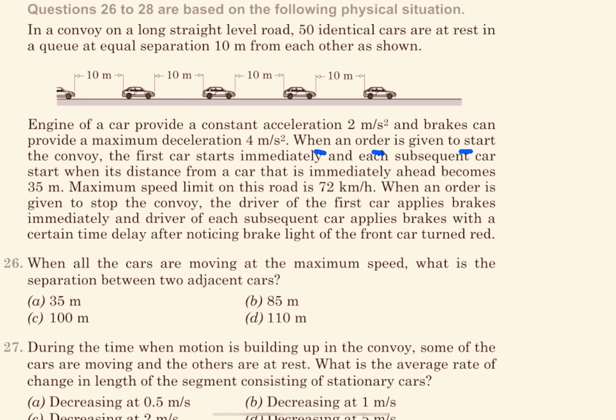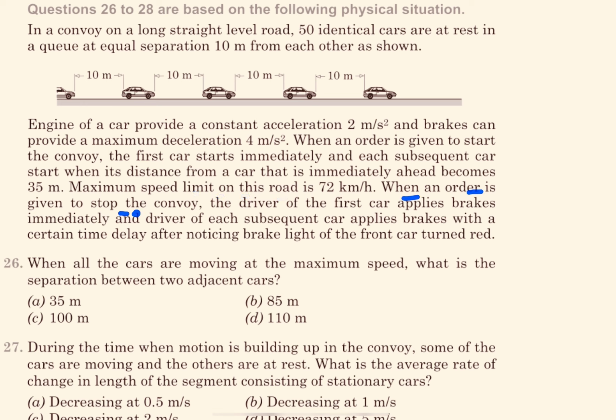When the order is given, then the first car starts immediately and the subsequent cars start when its distance from a car that is immediately ahead becomes 35 meter. So like this car has started and this will move for 25 meter, then the next car will start. This is what is given. Maximum speed limit on this road is 72 km per hour.